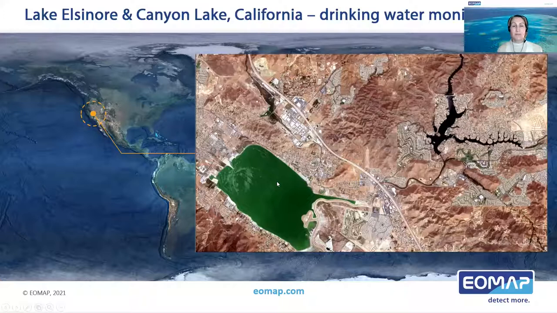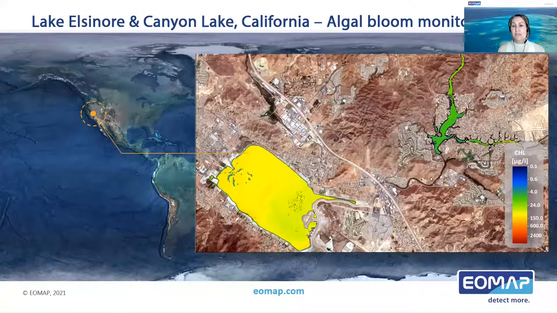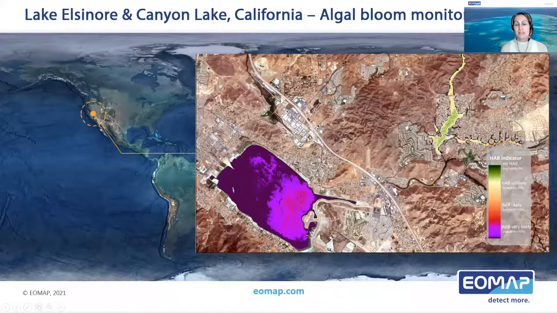Let me go to another place also in the US, Lake Elsinore and Canyon Lake in California, where we're looking at the drinking water quality. This is the satellite image. And this is the image that shows again the chlorophyll values. We already see that the lake on the left-hand side has higher values of chlorophyll, and what that means. If you transform that into a harmful algae bloom indicator, we see that on the lake on the left-hand side there is a very likely occurrence of a harmful algae bloom. This can be detected, and you even see where the concentrations are higher. Such information is important for the authorities to act appropriately.